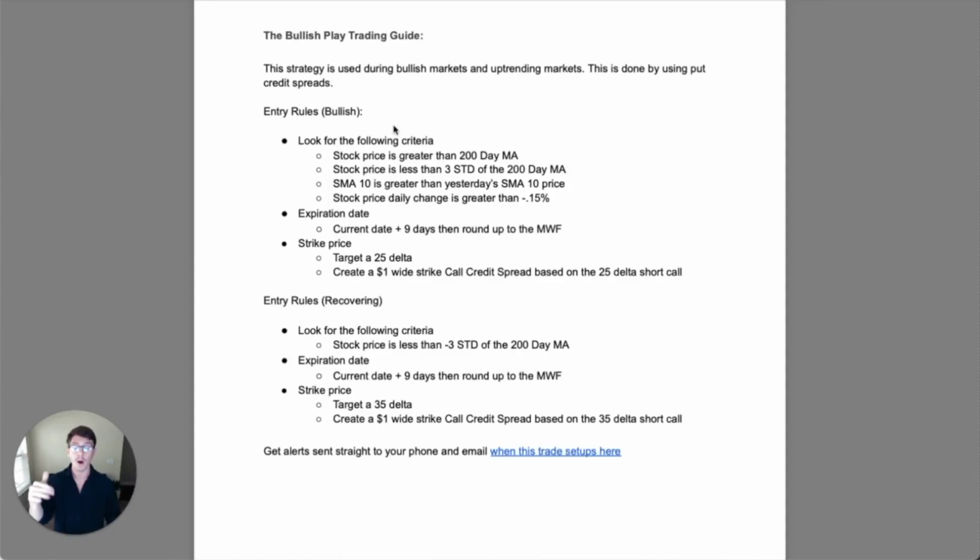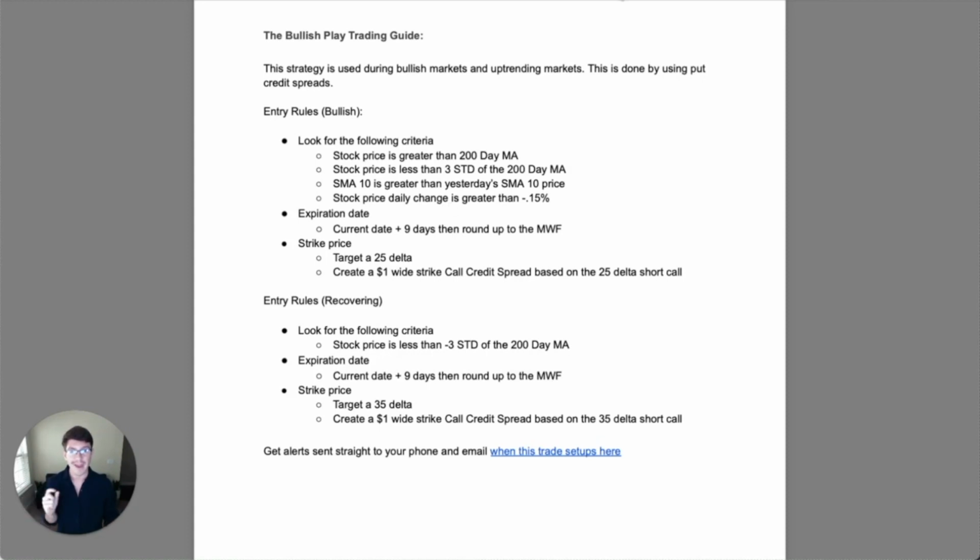First, I'm going to walk through it, and then I'll display it on the stock chart so you can understand it. Okay, so stock price is greater than the 200-day moving average. We have a stock price that is less than 3 standard deviations of the 200-day moving average. We have the SMA 10 being greater than yesterday's SMA 10, and the stock price daily change is greater than minus 0.15%. So all these numbers, blah, blah, blah, whatever.